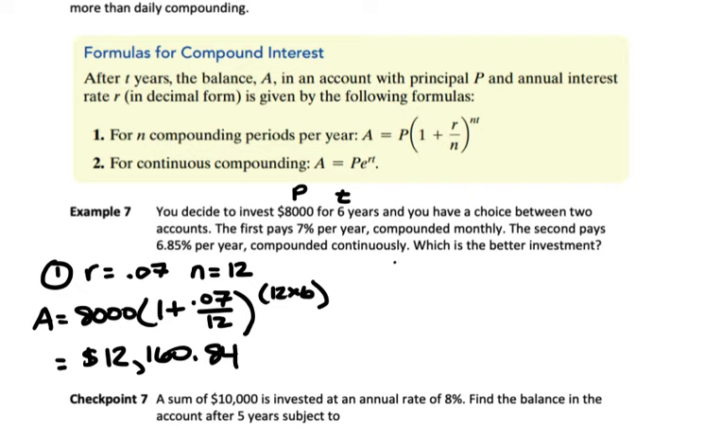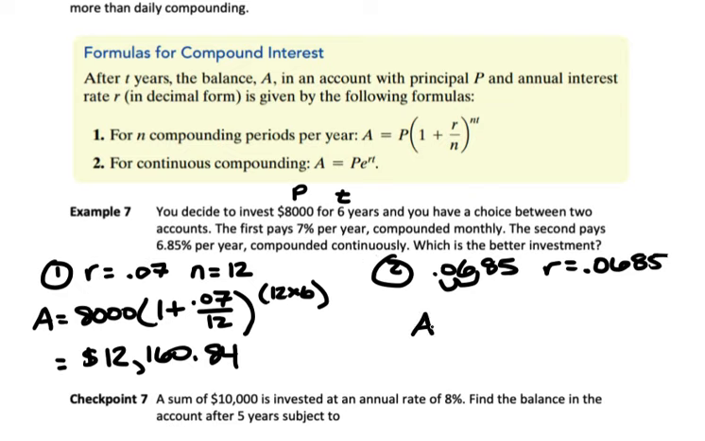Now for my second option, I have an interest rate of 6.85% per year. Now sometimes people have trouble with interest rates when they have a decimal in them, but moving the decimal point 2 places would give me R equals 0.0685, and it's compounded continuously, which means I don't have a value of n, I'm using the second formula.